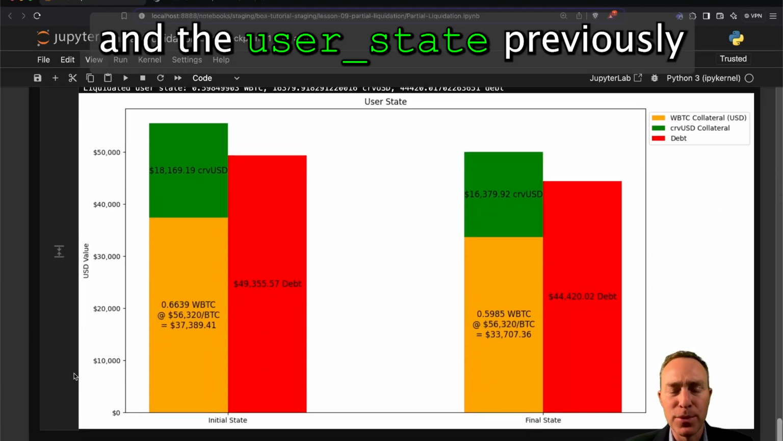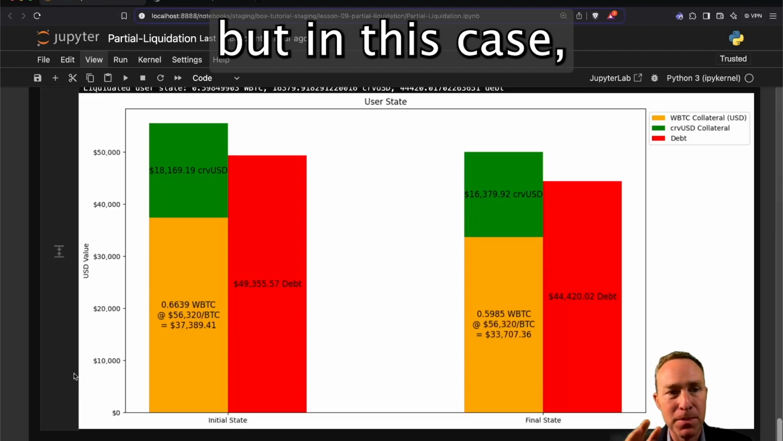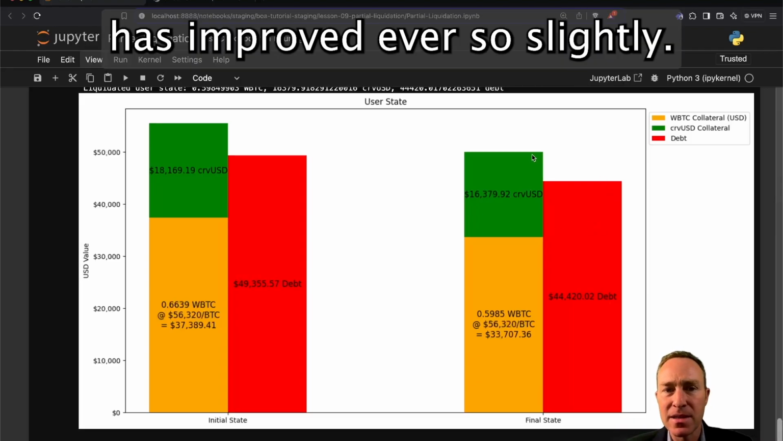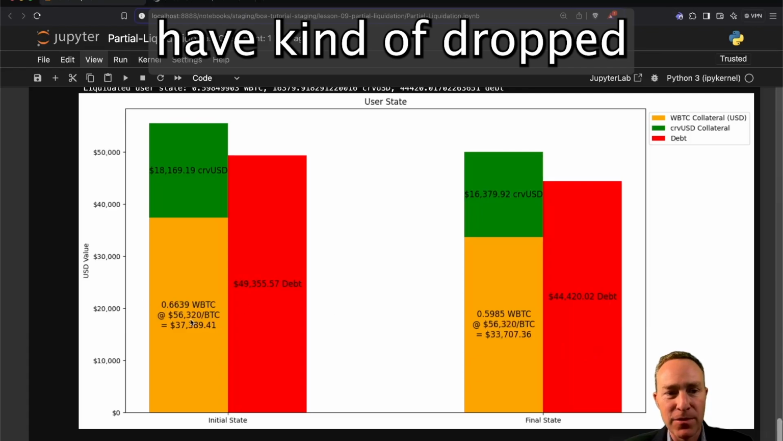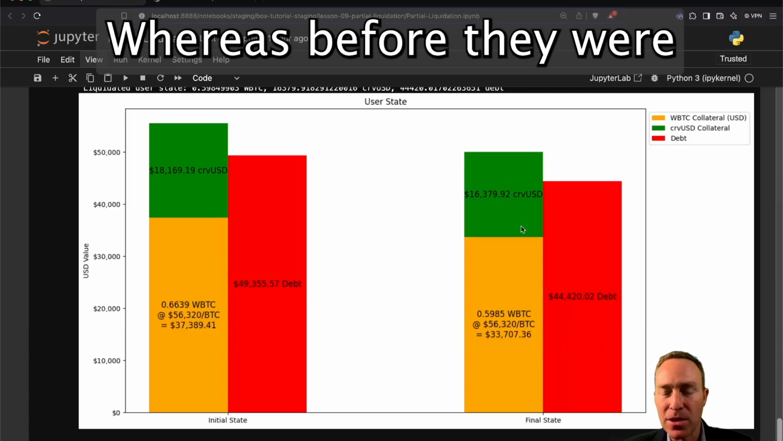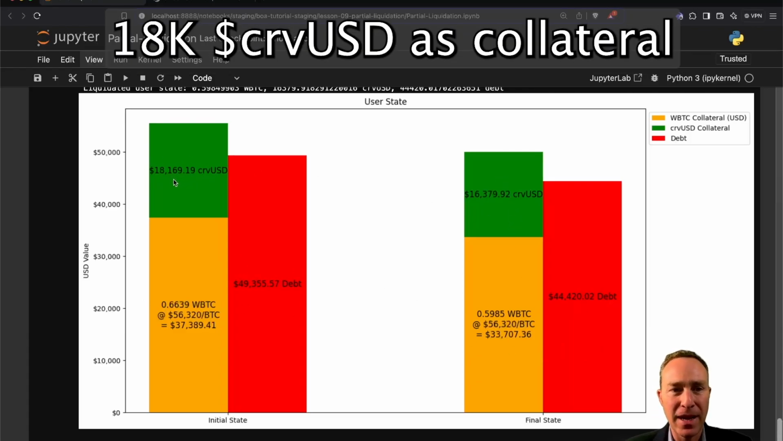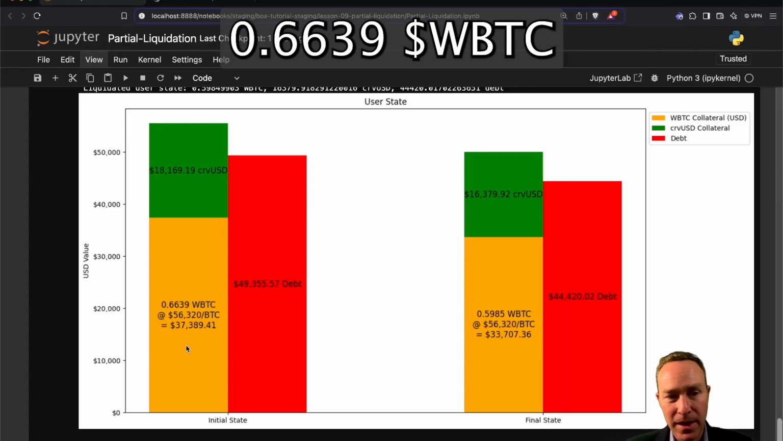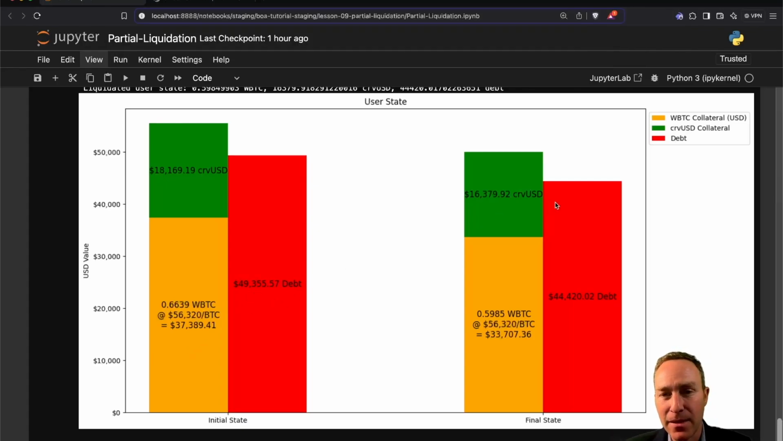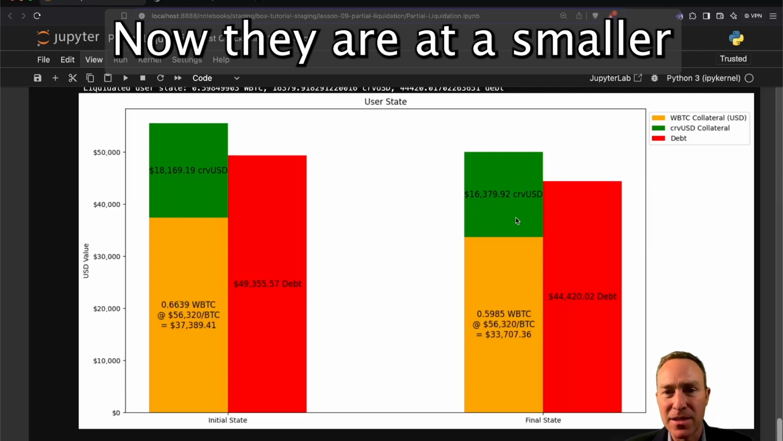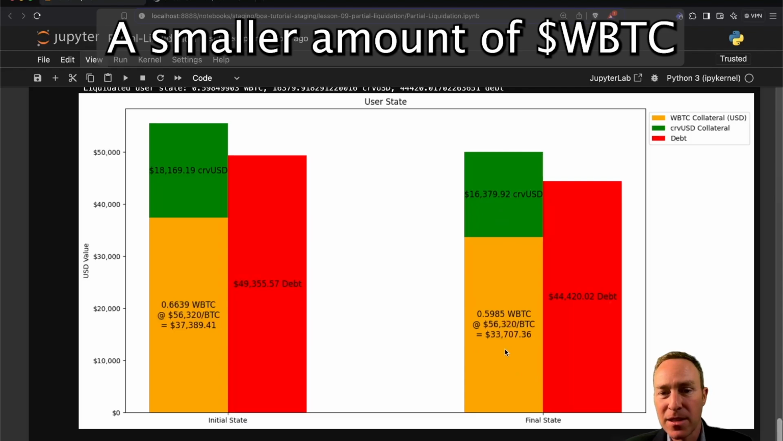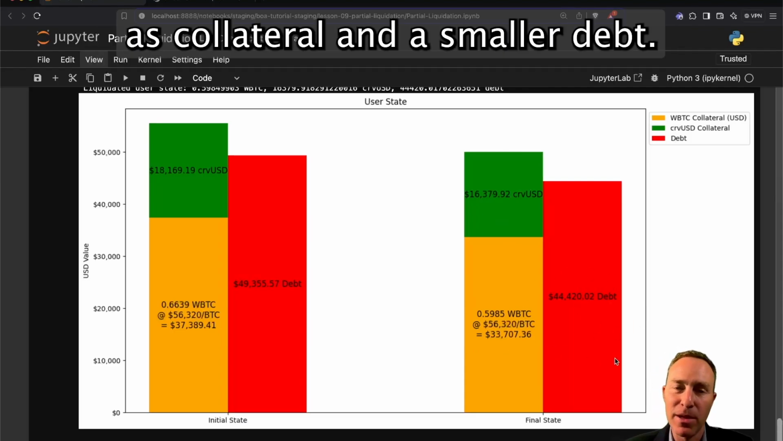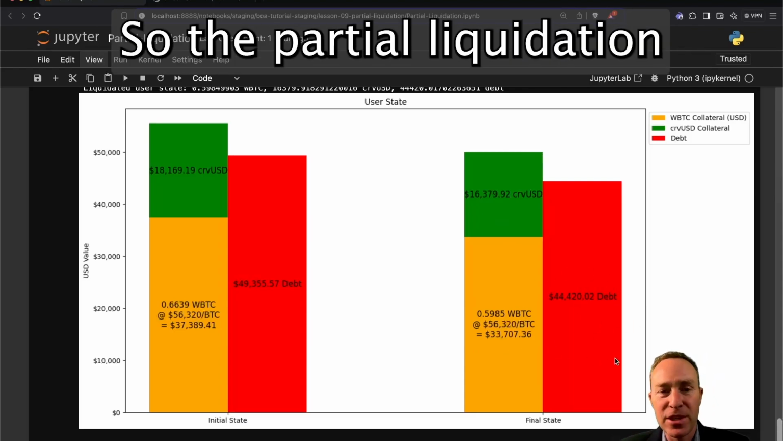And the user state previously, it was just completely wiped out. But in this case, you can see that the user state has improved ever so slightly. So all of these values have kind of dropped by a corresponding amount. Whereas before they were 18K Curve USD as collateral, 0.6639 WBTC, 49K to 50K in debt. Now they are at a smaller amount of Curve USD as collateral. So it's only taken partially from there. Smaller amount of WBTC as collateral and a smaller debt. So the partial liquidation was successful.